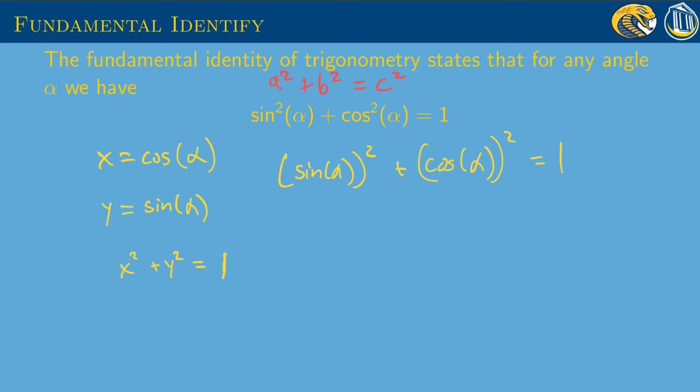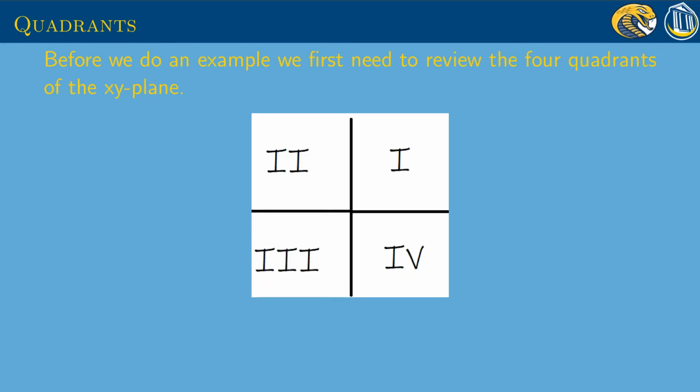This is called our fundamental identity because it is true no matter what angle is used, whether it's small, whether it's large, whether it's negative or positive, whether it's more than one rotation around the circle or not. Sine squared alpha plus cosine squared alpha always equals 1. We can use this in order to figure out new values of sine and cosine if we already know one of them. And in order to do that, we need to remember the 4 quadrants of the xy plane.